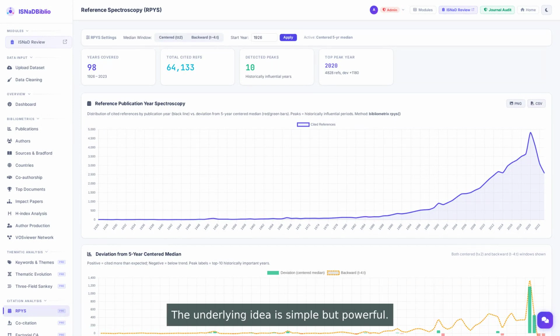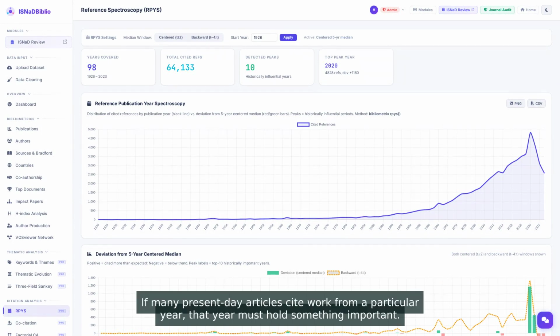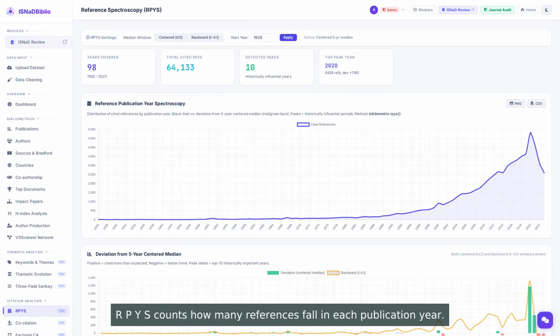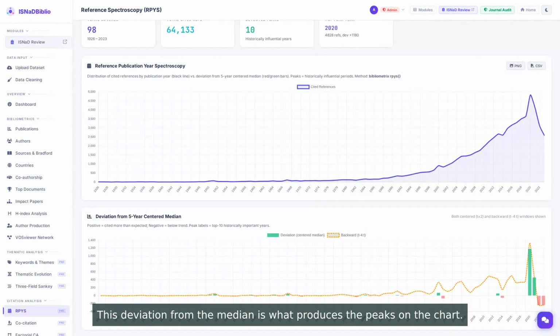The underlying idea is simple but powerful. If many present-day articles cite work from a particular year, that year must hold something important. RPYS counts how many references fall in each publication year. It then compares that count with the median of the surrounding years. This deviation from the median is what produces the peaks on the chart.